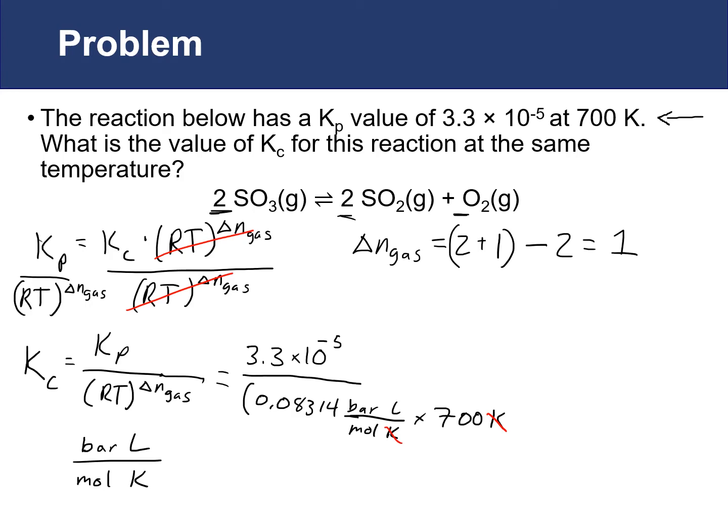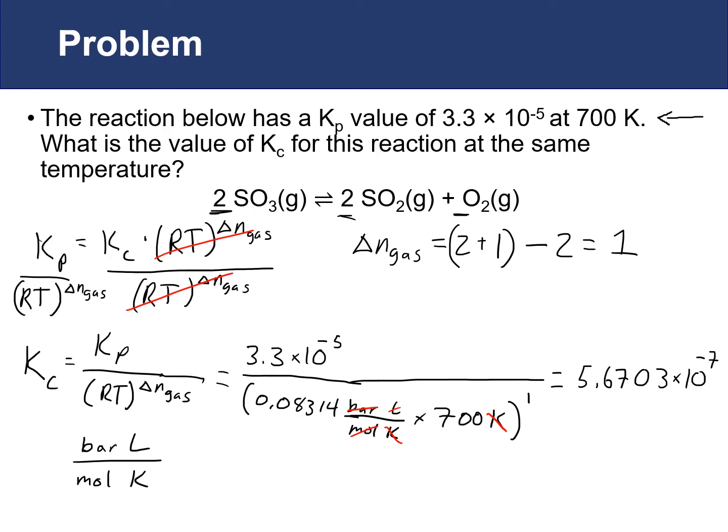And if you remember, this actually has C0 and Pref in it, and that is what will end up canceling out our bar and our moles per liter, or well, liter over mole. We're going to be raising this to the delta N gas, which would be raised to the first power. And so this is equal to 5.6703 times 10 to the minus 7.